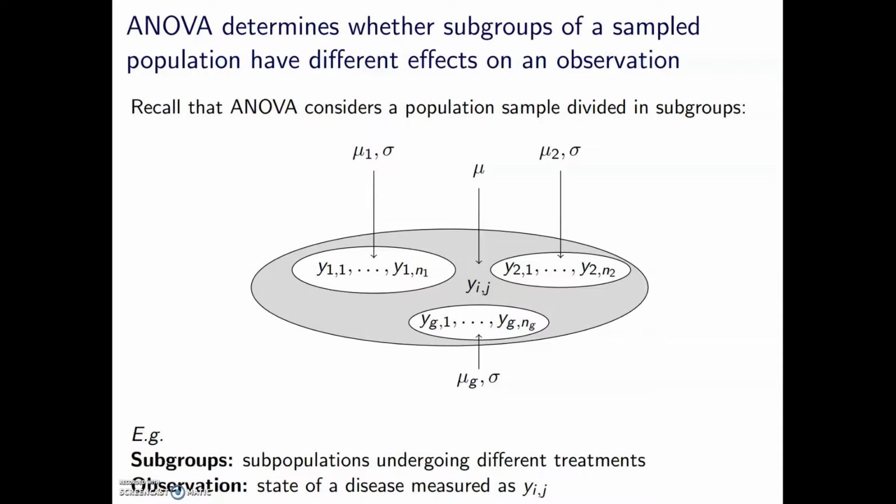So this is a continuation of Devendra's presentation on completely randomized designs, and we will just go straight into a recap. So ANOVA determines whether subgroups of a sample population have different effects on an observation. Recall that ANOVA considers a population sample divided in subgroups.